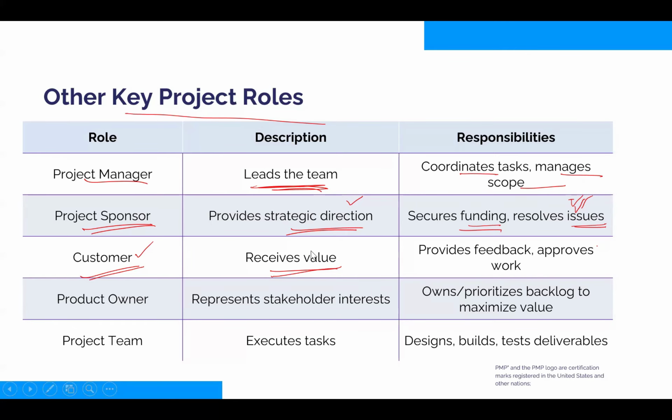The project provides value, benefits. Who does it go to? To the customer, isn't it? The product, service, the value it provides. And responsibilities would include what? Customer would provide feedback on the deliverables, isn't it? They would approve the work, they'll sign off, take acceptance, approve the deliverables. That's what a customer does.